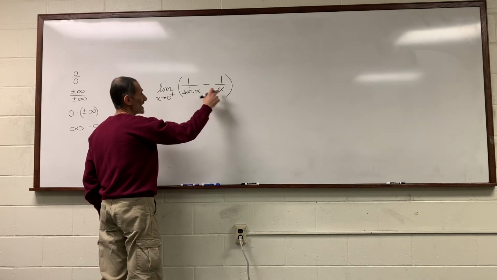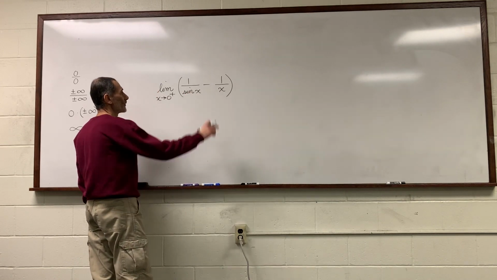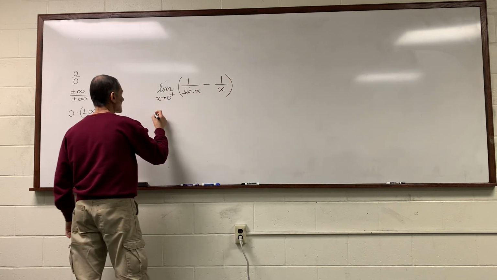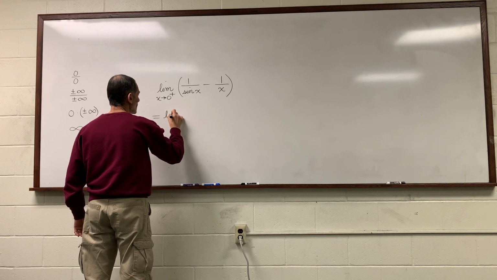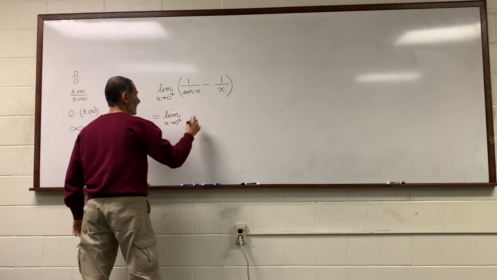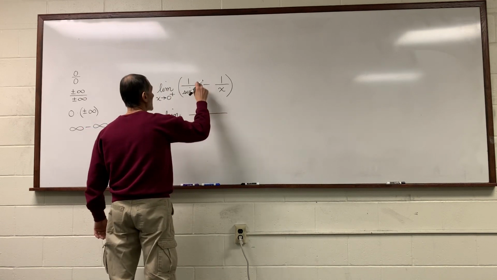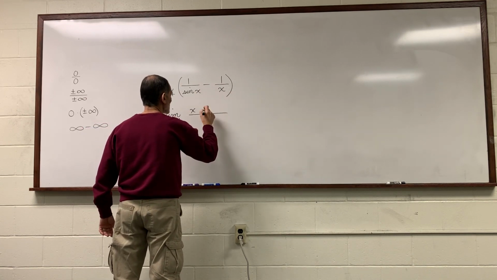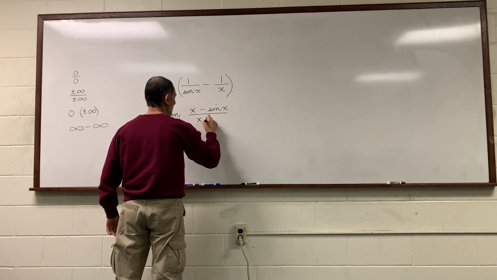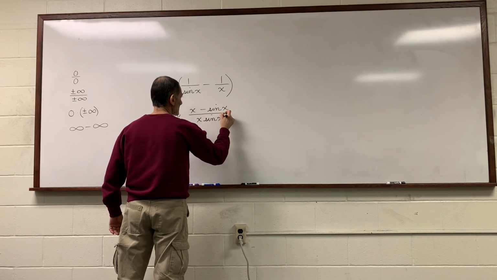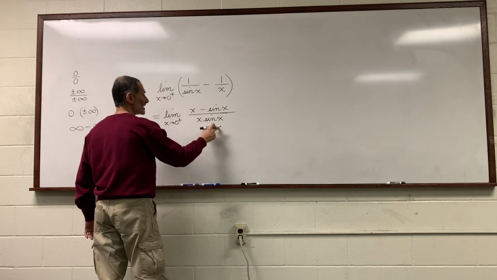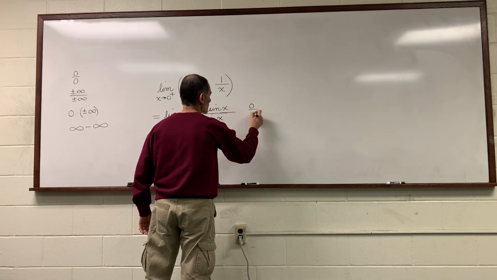The common denominator is x times the sine of x. So if we multiply this by x over x, and multiply this by sine x over sine x, what we have is the single quotient: x minus sine x over x sine x. And now we get 0 minus 0 over 0 times 0, a standard indeterminate form.